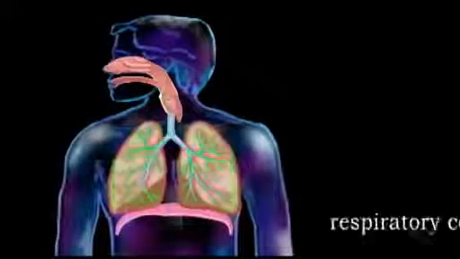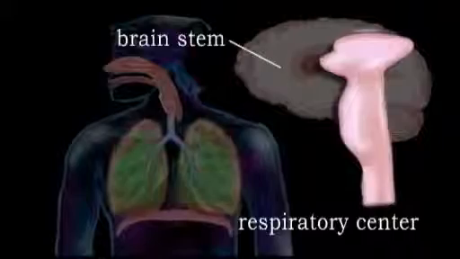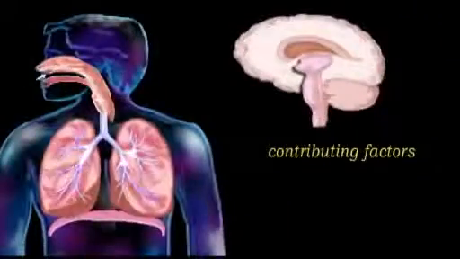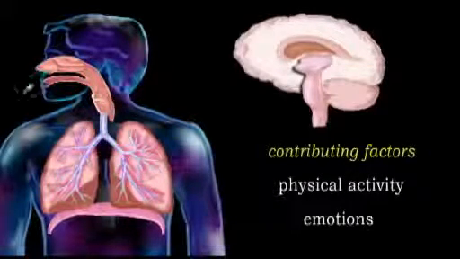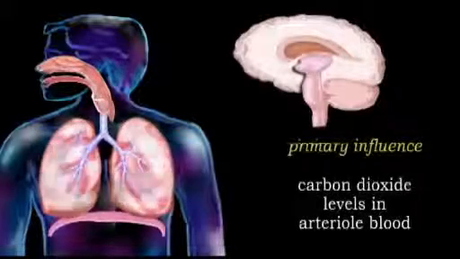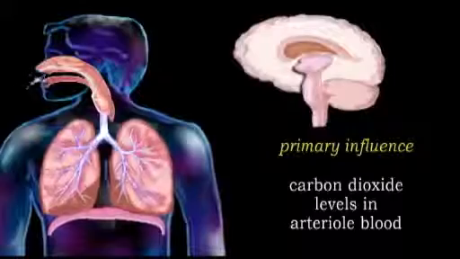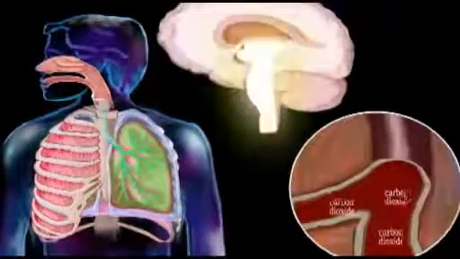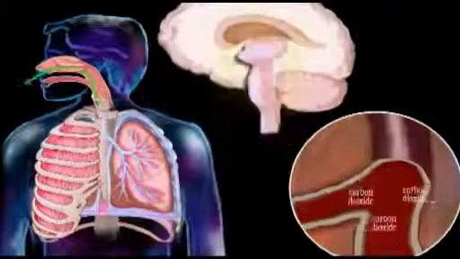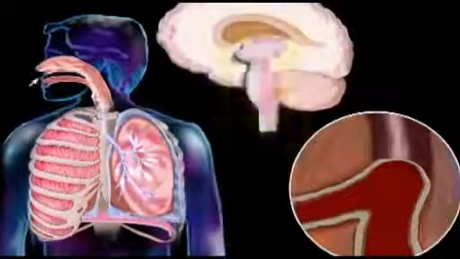Involuntary respiration is controlled by the respiratory center located in a part of the brain called the brainstem. Although many different factors contribute in regulating respiration, including physical activity and emotions such as fear and anxiety, the respiratory center is primarily influenced by carbon dioxide levels in the arterial blood. As carbon dioxide levels increase, the brain prompts the diaphragm and intercostal muscles to contract, which, as we have seen, initiates inspiration.